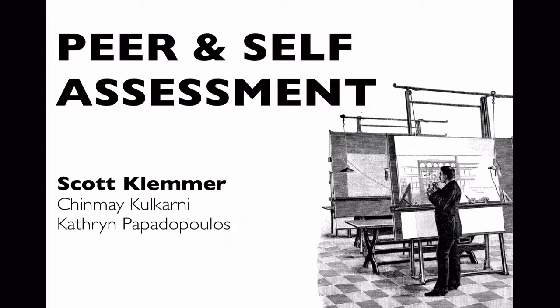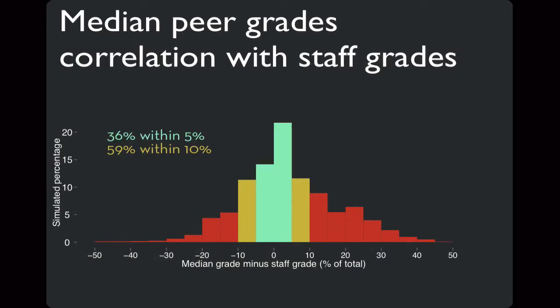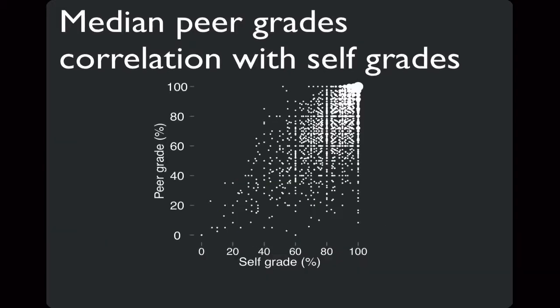This video is a walkthrough on using our analytical tools on your own large online class. At the end of this walkthrough, you should be able to produce graphs such as these to show correlations between the median grades, the median peer grades and staff grades, as well as correlation graphs which show you how well peer grades and self grades match.